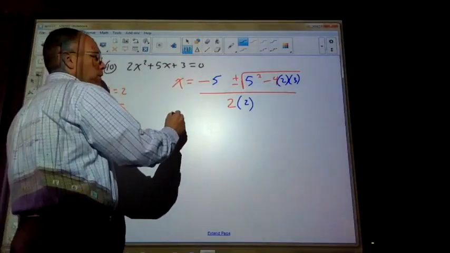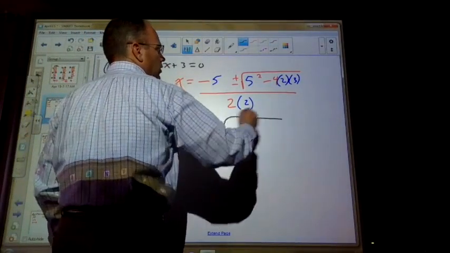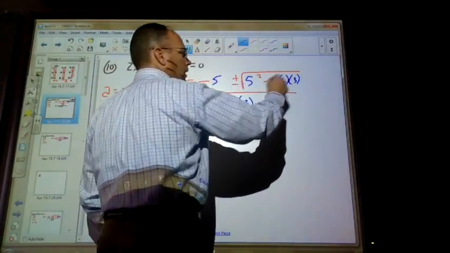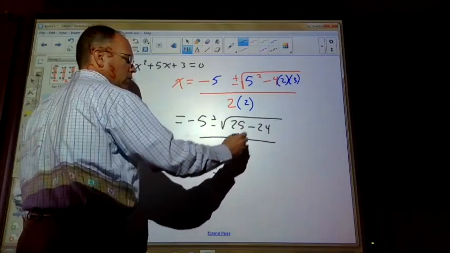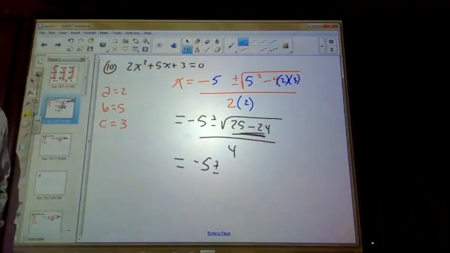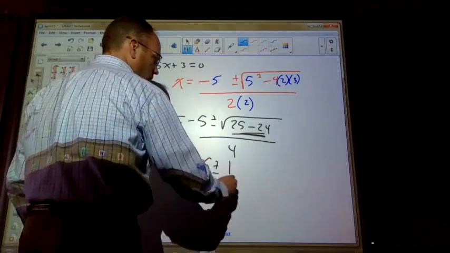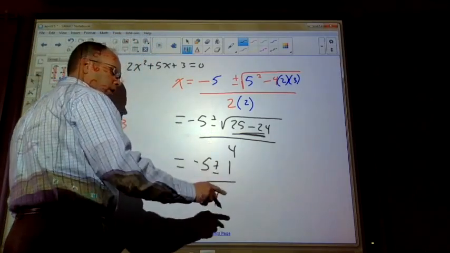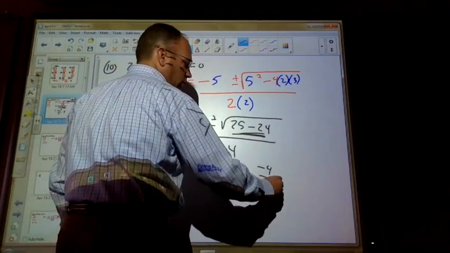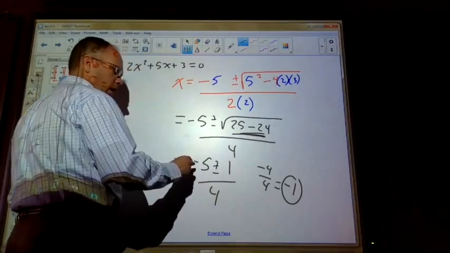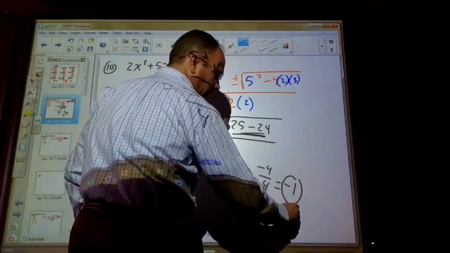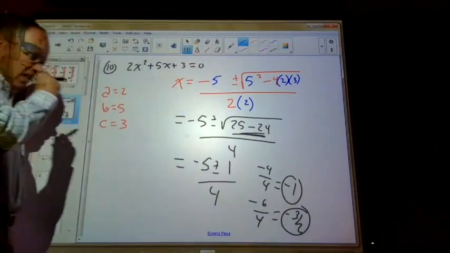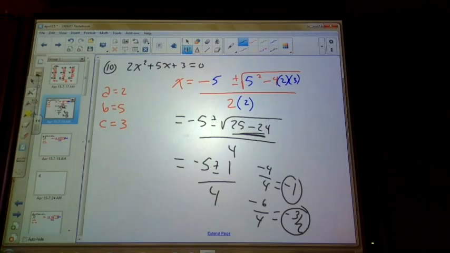So if you work out the arithmetic, you get negative 5 plus or minus square root of 25 minus 24 over 4. You get negative 5 plus or minus, what does this come out to? Yeah, it's square root of 1, which is 1, over 4. Negative 5 plus 1 is negative 4, so I get negative 4 over 4, which is equal to negative 1. And then negative 5 minus 1 is negative 6, so I get negative 6 over 4 equals negative 3 over 2. And that's how we go about that problem. Make sense?